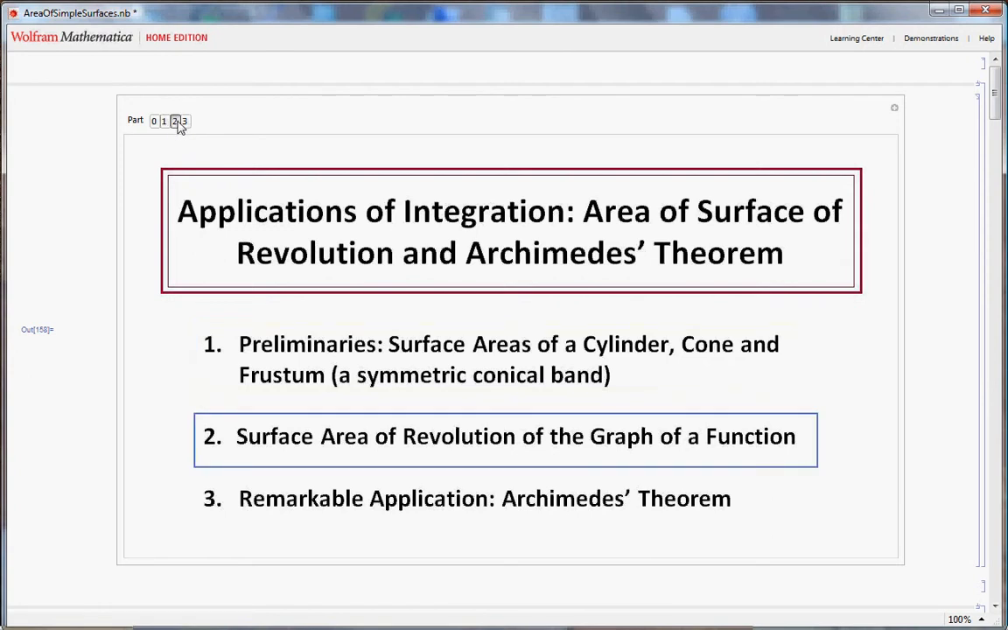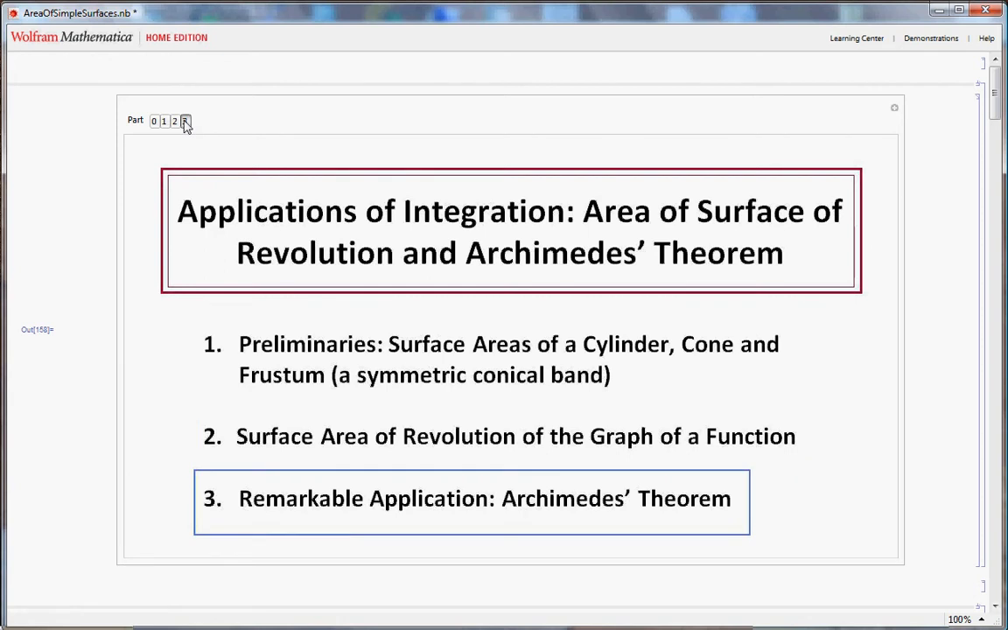In contrast, in the second part we will use non-elementary methods to derive the general formula for the area of the surface obtained by rotation of the graph of a given function. And finally, in the third part, we will use the integral formula obtained in section 2 and we will apply it to a sphere. And we will prove a remarkable theorem by Archimedes about a sphere and its circumscribed cylinder.